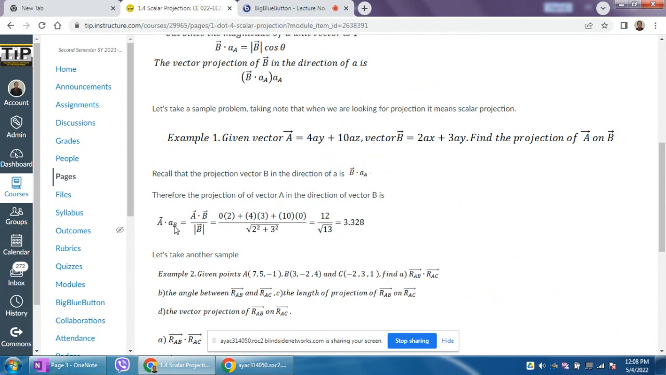Vector A dot unit vector along B. So paano tayo kumukuha ng unit vector? Di po ba vector over magnitude yan? So pinalitan lang po ng vector over magnitude to.